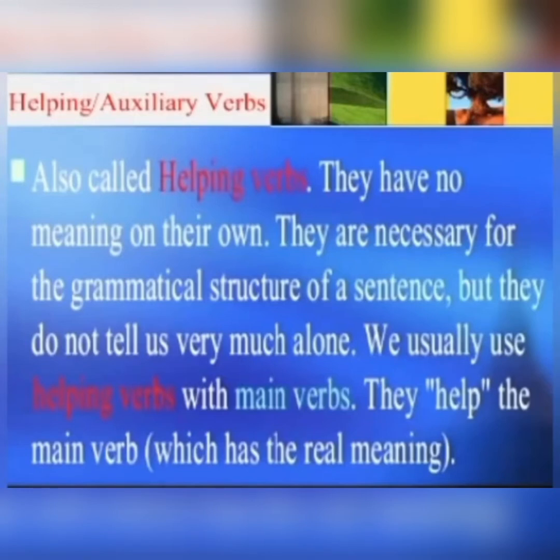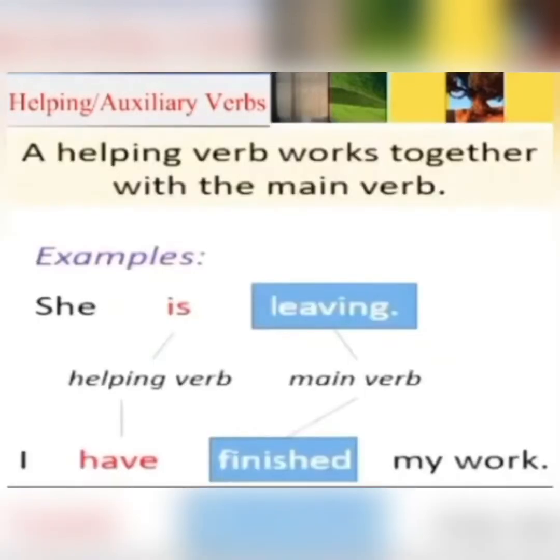So children, as we have learned before, the auxiliary verbs help the main verb to give the complete idea, and therefore they are called the helping verbs. And in order to make a complete sentence, they are very important in the sentence. We usually use helping verbs with the main verbs. They help the main verb, which has a real meaning, and that is why they are also called helping verbs. Let's move ahead. Again, to recapitulate, a helping verb works together with the main verb. Let's look at the examples.